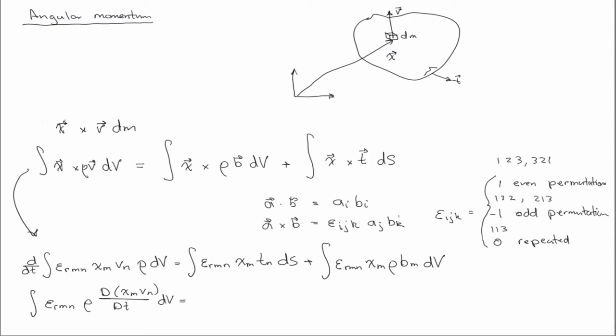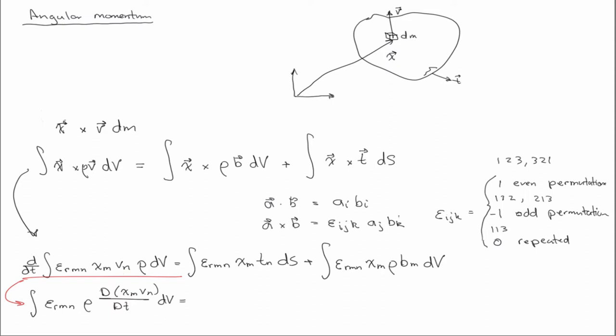And in the second term, we're going to use the divergence theorem eventually, but, oh, you know what? Sorry, I got confused in my notes. All right, so the first term we've used the Reynolds transport theorem to go from here to here, okay?